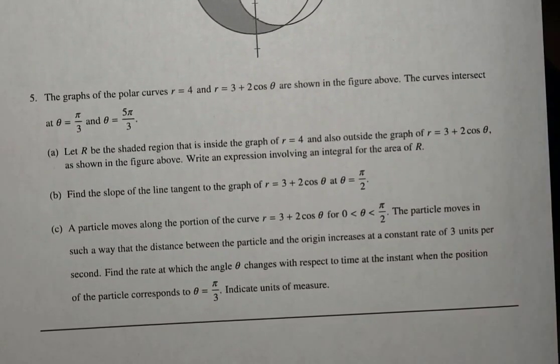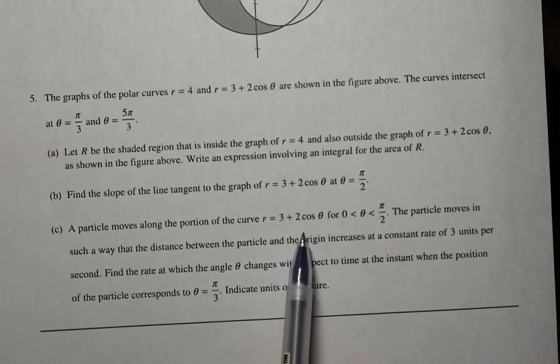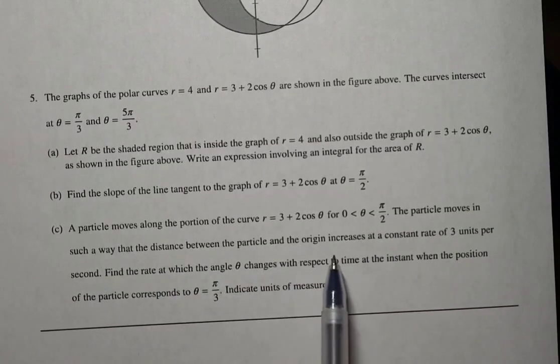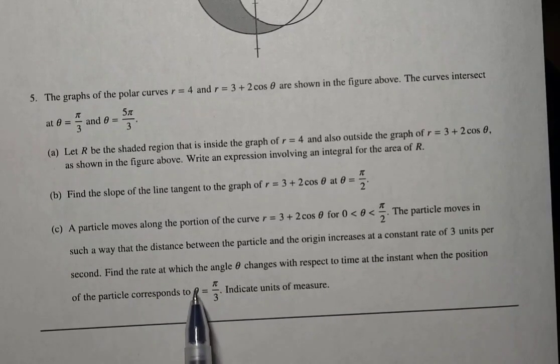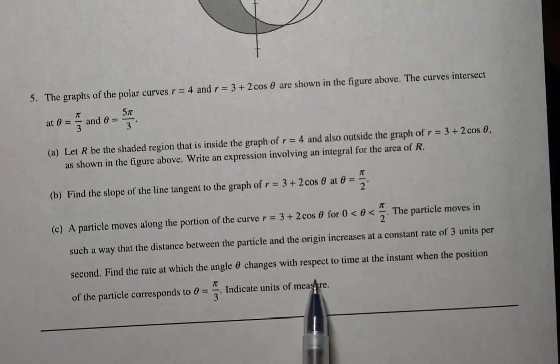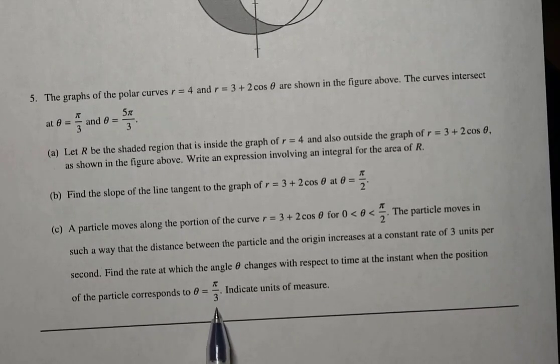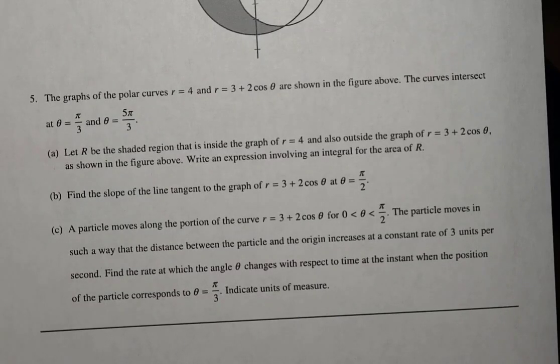A particle moves along the portion of the curve r equals 3 plus 2 cosine theta, where theta is between 0 and pi over 2. The particle moves in such a way that the distance between the particle and the origin increases at a constant rate of 3 units per second. Find the rate at which the angle theta changes with respect to time at the instant when the position of the particle corresponds to theta equals pi over 3. Indicate units of measure. See, you need units here. Don't forget that. So this is a related rates problem.